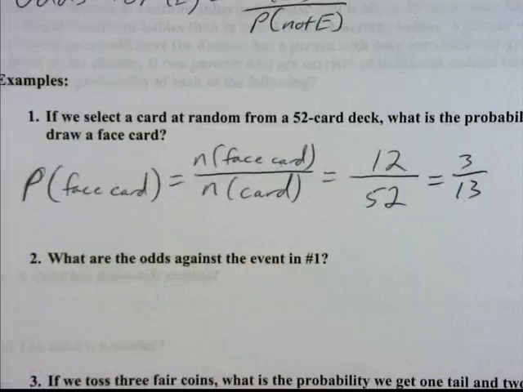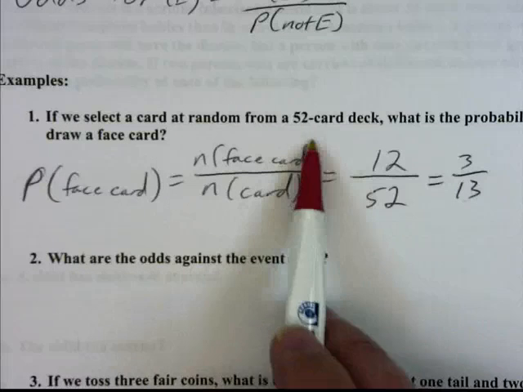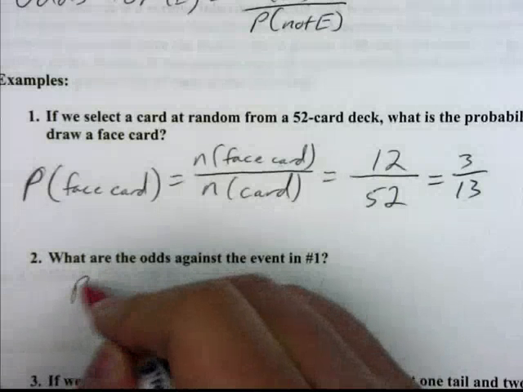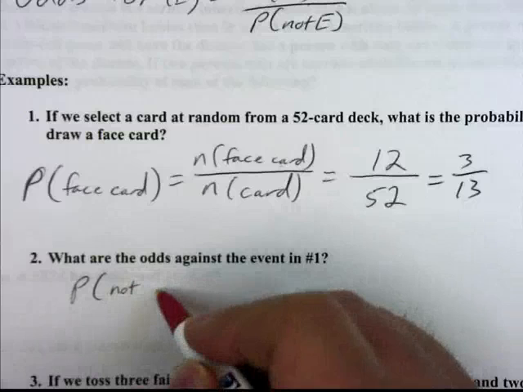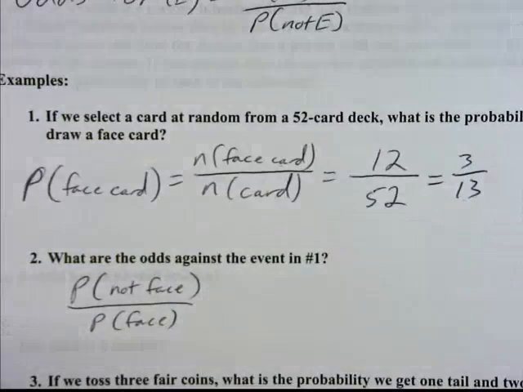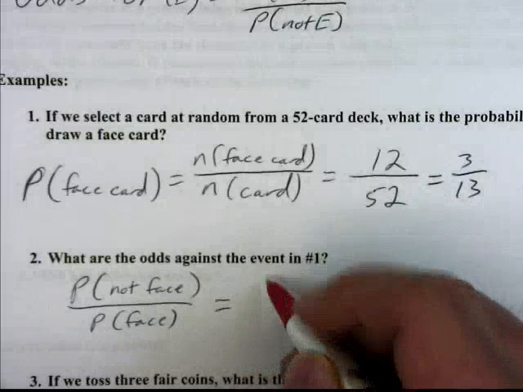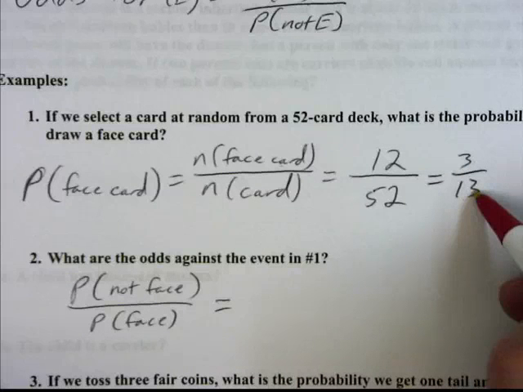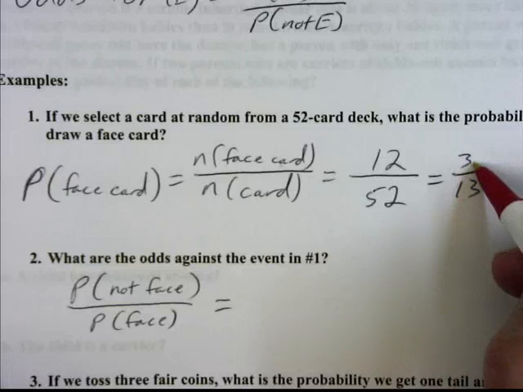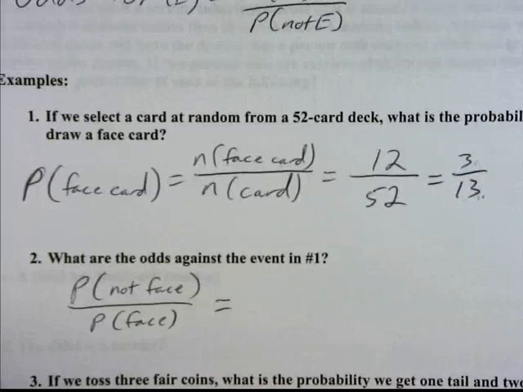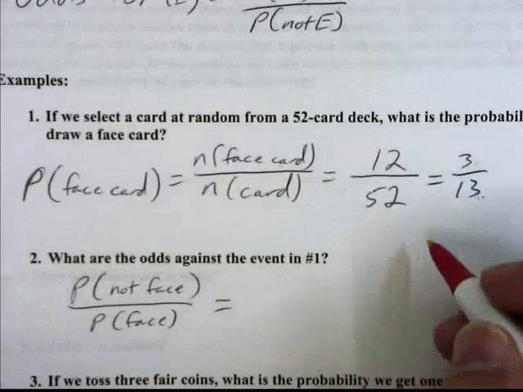Now, let's take that and let's now answer the question, what are the odds against drawing a face card? Well, the odds against are going to be the probability of not pulling a face over the probability of pulling a face card. The probability of not pulling a face card is going to be, well, let's see, our probability of drawing a face card is 3 out of 13. So it would either be face or not face, and they should add up to the whole sample space, which is 1.